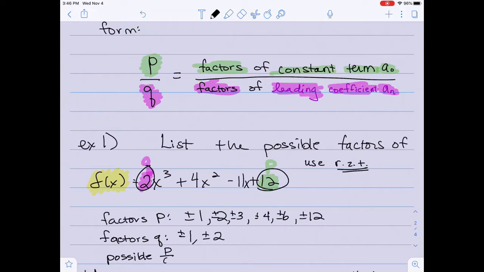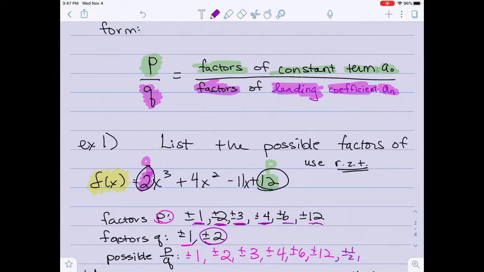So our possible roots are every value of p over every value of q. So here's what we're going to do. We're going to take every value of p, so 1, 2, 3, 4, 6, 12, and put it over 1. So 1 over 1 is just 1, 2 over 1 is 2, 3 over 1 is 3, and you kind of get the idea. It's going to be the same number. And then we're going to take those same values and put them over the second value of q, which is 2: 1 over 2, 2 over 2, 3 over 2, and so on.